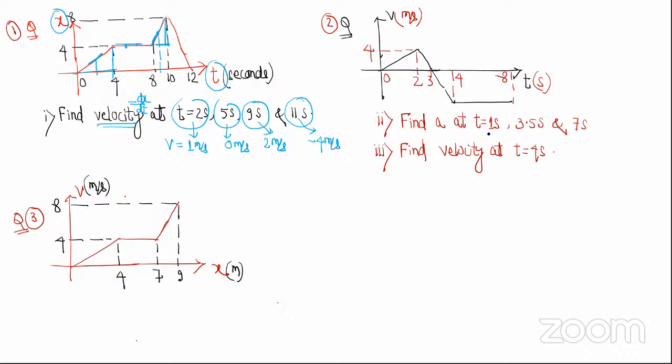Question number 2, we have to find out acceleration. So we know acceleration means it is dv by dt. So it's the slope of the v-t graph. v is given, t is given, the v-t graph is given. Keep taking slopes.